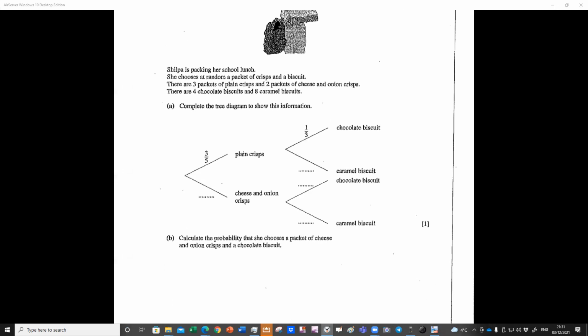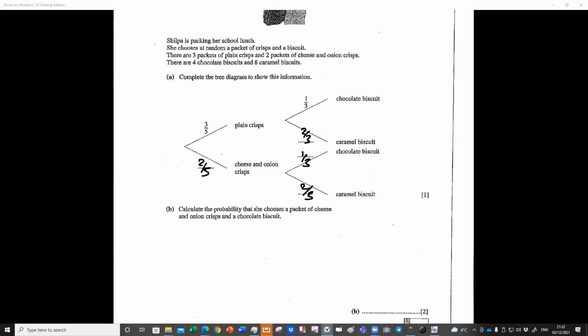Okay, so we have 3/5. That should be 2/5. 1/3, that should be 2/3. Two totally different things. 1/3, 2/3. Right, so let's have Inaya. What's the answer for the probability that she'll pick a cheese and onion, nice and stinky, and the probability of a chocolate biscuit? 2 over 5 times 1 over 3. So this one and then that one. It'll be 2/5 times 1/3, which gives us 2 over 15. Nice easy question. Easy peasy lemon squeezy.